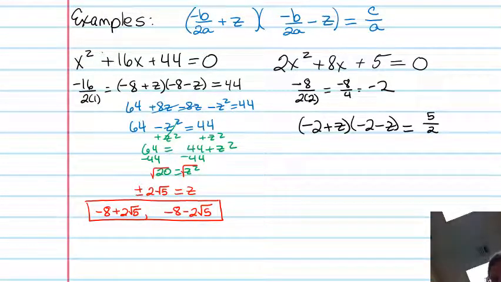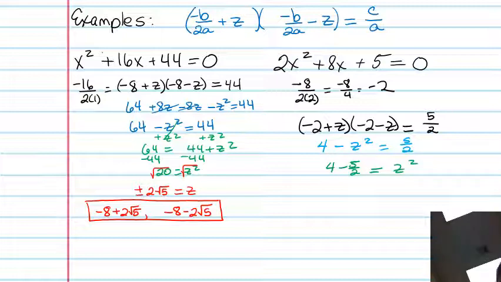Multiply this out. Now I'm going to go a lot faster this time. I'm not going to show all my steps. I'm going to have 4 minus z squared is equal to 5 over 2. I'm going to solve for z squared, and that's going to give me 4 minus 5 over 2 equals z squared. You can check my work from the previous problem. See, I did the same steps.